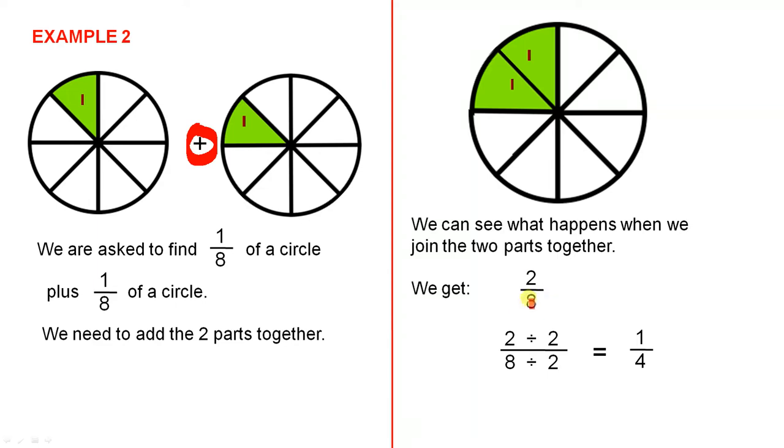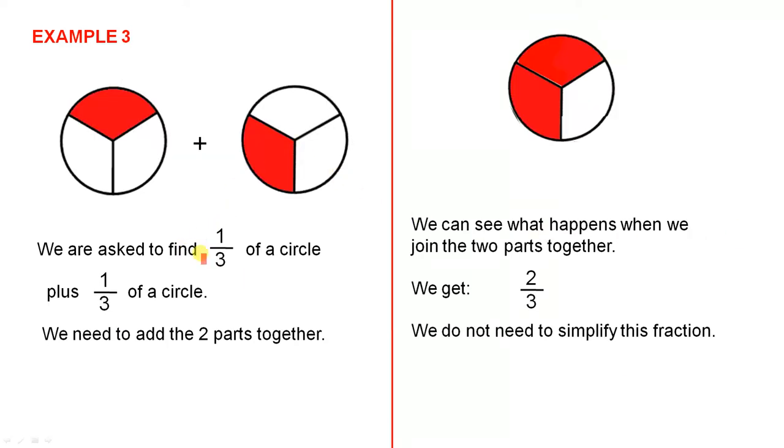This 8 is very important. It always means the total number that we have divided the circle or the object into. 8 parts. How do we simplify 2/8? We find something that divides into 2 evenly and into 8 evenly, like we did in the last video. And that number is 2. 2 divided by 2 is 1. 8 divided by 2 is 4. So the answer is 1/4. So in other words, 1/8 plus 1/8 equals 1/4.